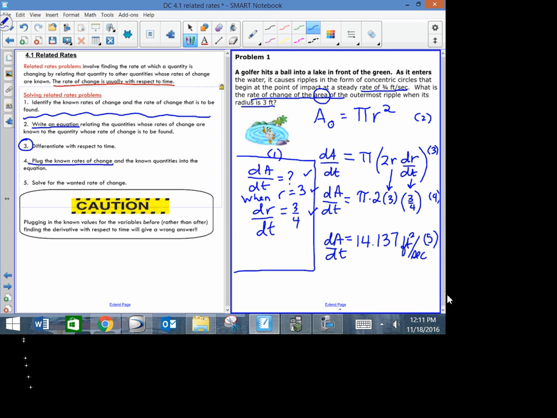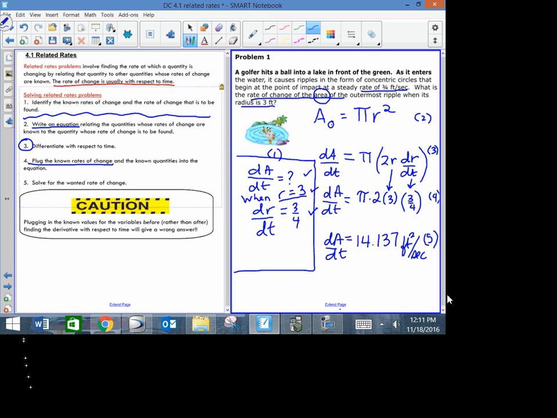3 feet is a pretty big circle, right? Everybody tried to skip rocks and make concentric circles. This was a golf ball, but 3 feet is a huge concentric circle. Like it's from here to here. Wouldn't it be 6? Yes, so 2 yards. So that's huge. Your area is changing at 14 feet squared per second at the time when the radius equals 3. That's what that means. So that's about as easy as you can get.